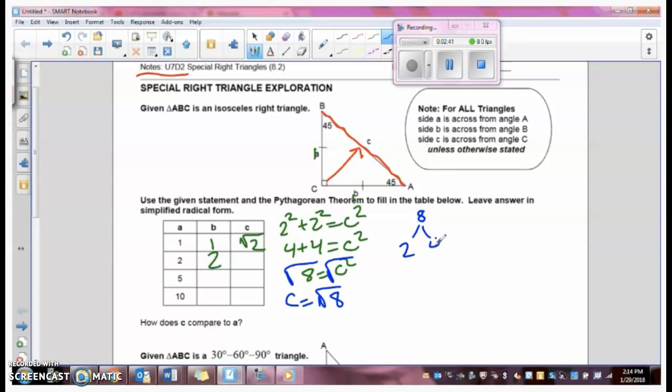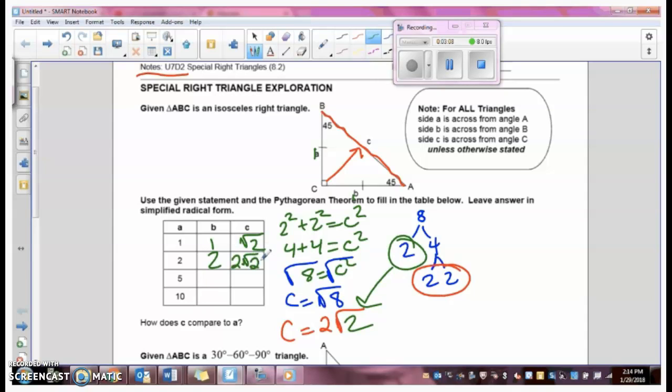So let's separate it out into its two factors. So 2 and 4 are two factors of 8, and then 4 can be split into 2 and 2. So since we have two factors that are the same, we can take those out of the radical, and we get 2 times the square root of 2. Okay? Square root of 2.